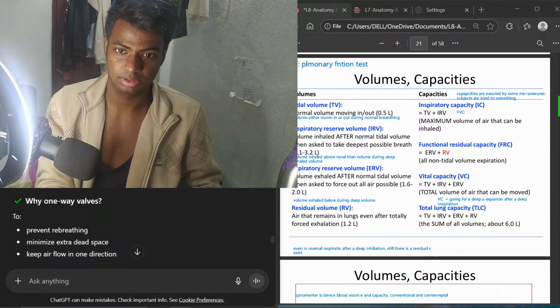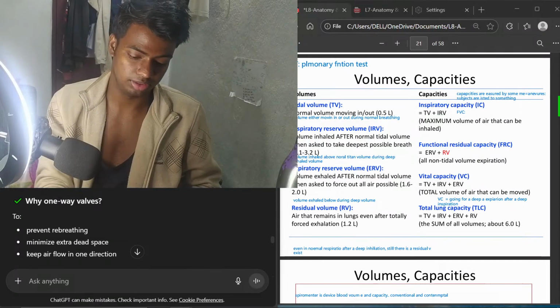Same as expected volume. About 1.6 to 2 is bigger.